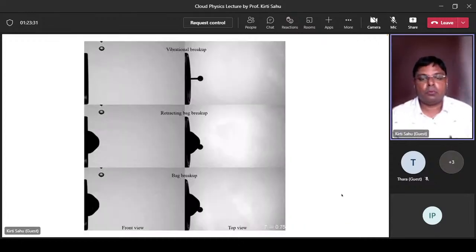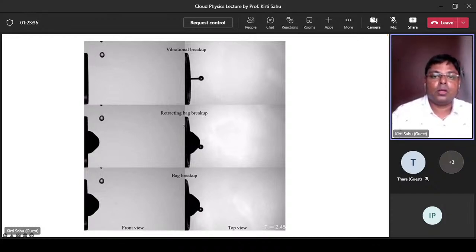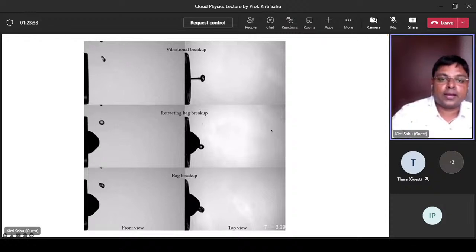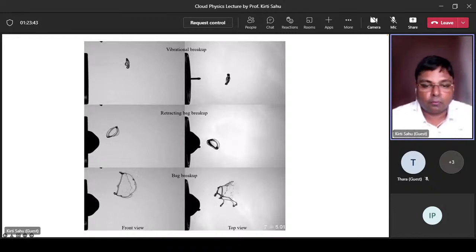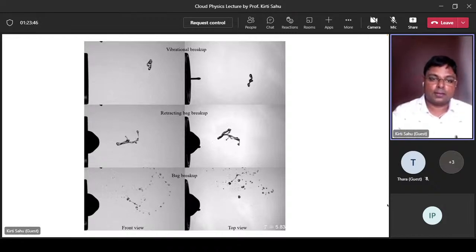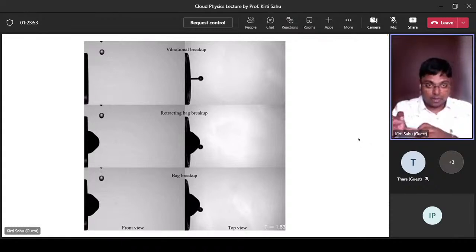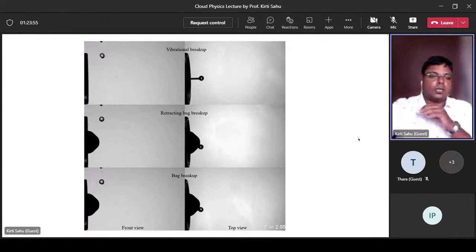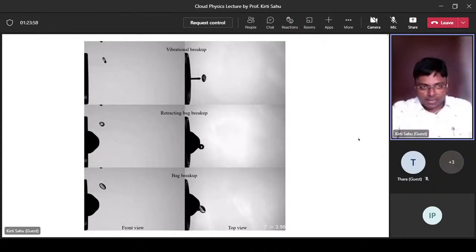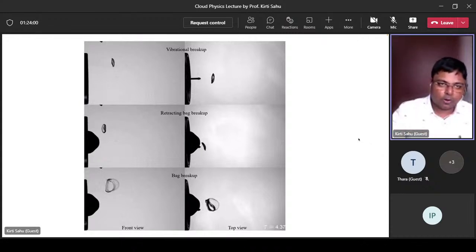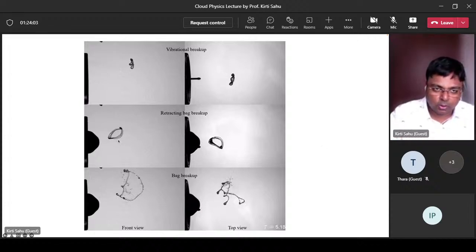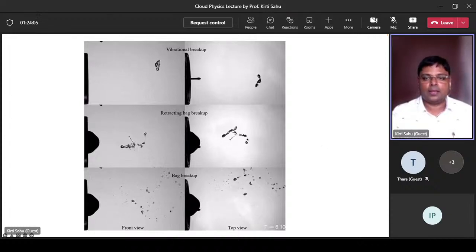So this is the movie of the previous one. The first one is the vibrational mode. The middle one is the retracting bag breakup, and the bottom one is bag breakup for the high swirl case. You can see that this is a new mode which you observe, the middle one, where the droplet undergoes this retracting phenomenon. The top part is going in the forward direction, whereas the bottom part is retracted back, and the droplet undergoes this twist, and then it fragments.